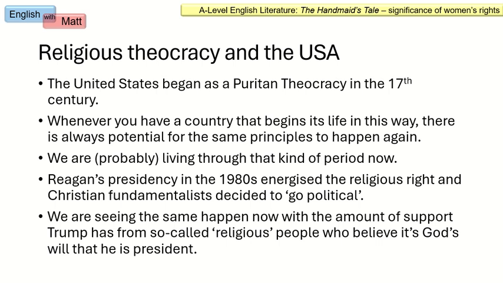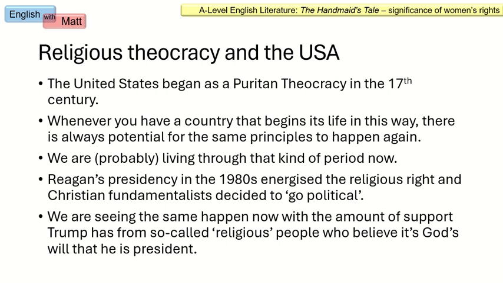And through the two elections now of Donald Trump, it's arguable that you could say we're currently living through one of these moments where this kind of Puritanism is now more tempting than another form of democracy.